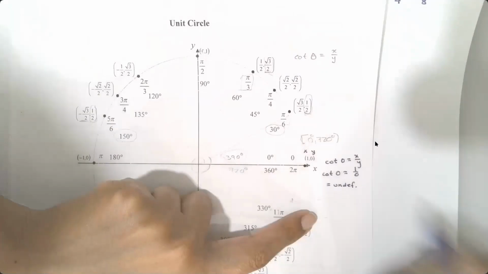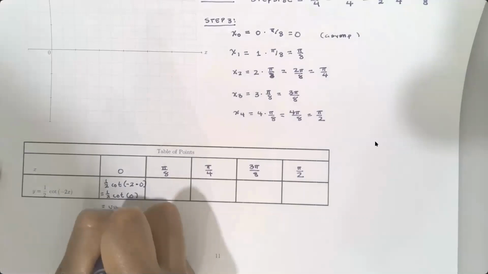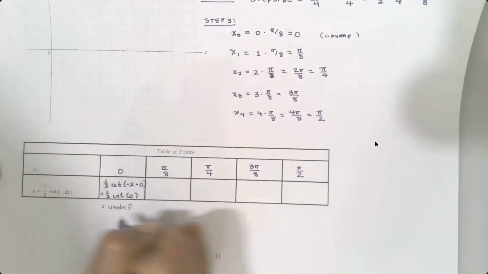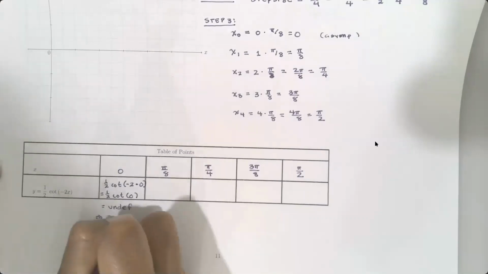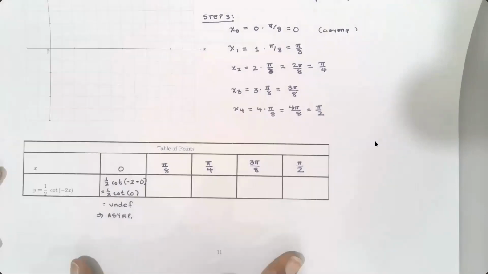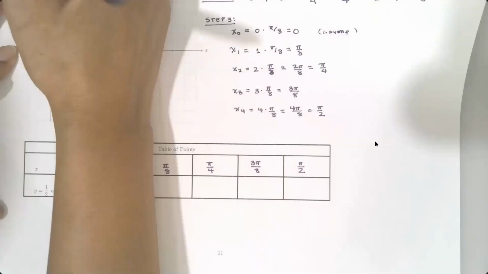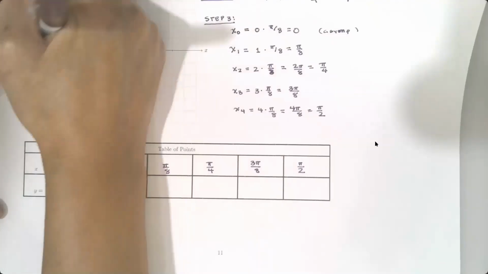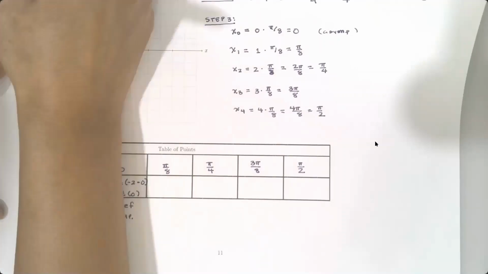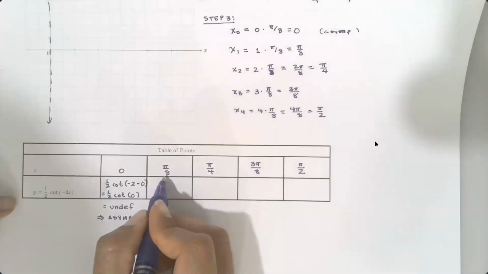So that means that here, this is undefined. And whenever we have something that is undefined, that means that we have an asymptote. So at x is equal to 0, we're going to have an asymptote. All right. Then we can repeat the process with the pi over 8.